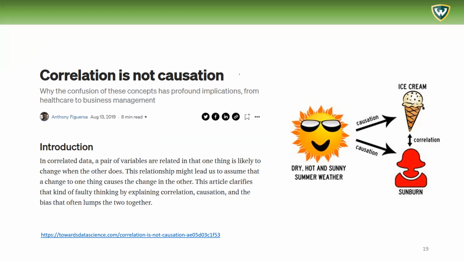And there are also all kinds of issues regarding biases, cognitive biases that need to be considered when we interpret data and think of correlation and causation. And these are summarized in this article over here.